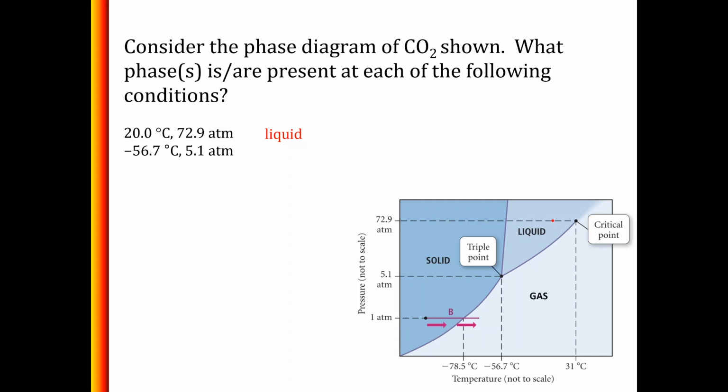The next one: minus 56.7 degrees C and 5.1 atm. To answer this, you would find minus 56.7 and come up to 5.1 atm. That happens to be at the triple point. So what phase are we in at the triple point? Don't get this one wrong by saying we're at the triple point. If I asked what the point should be labeled or called, that would be your answer. But if I ask what phase is there, that would be solid, liquid, and gas, all simultaneous. So that's our triple point.